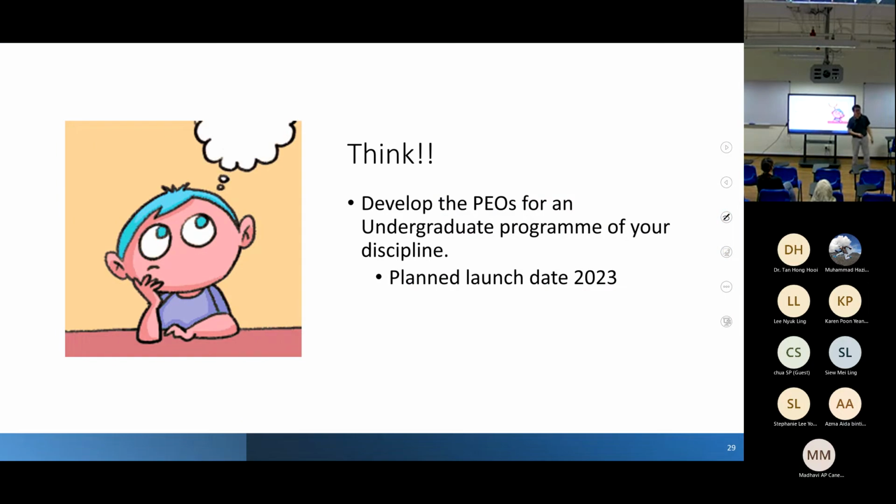Okay, so basically, I always want you all to think on this. If you have to develop PEOs for the undergraduate program in your discipline that is planned to launch in 2023, next year, you're going to launch an undergraduate program in your discipline. What are the PEOs? So, for example, you may want to do a bachelor in culinary science, or something like that. So what are the PEOs?